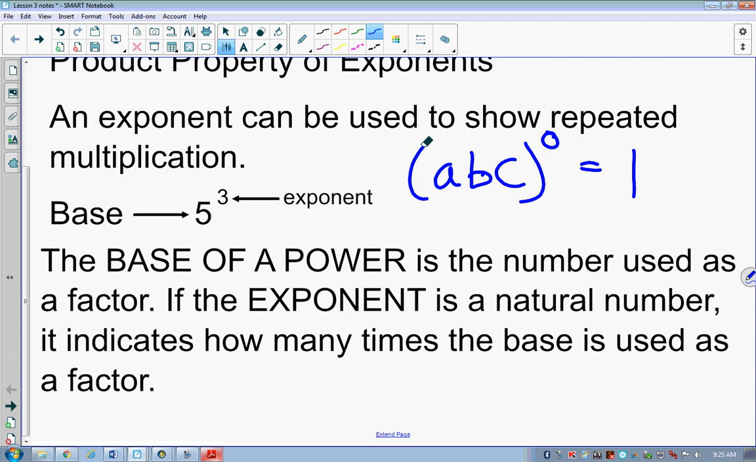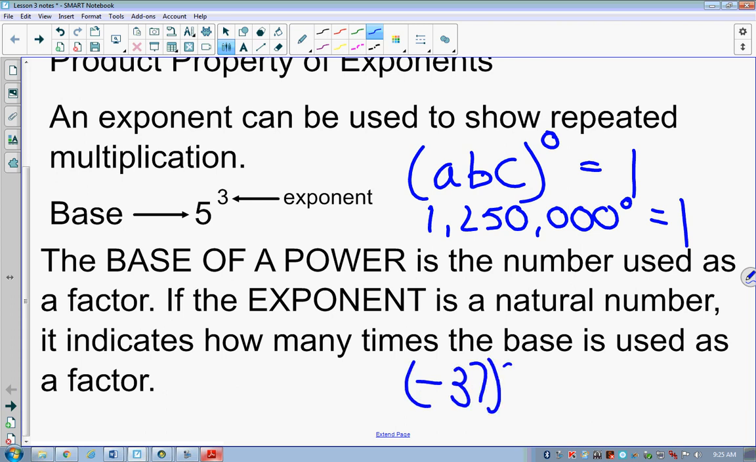It's just kind of a side thing. It's not necessarily in your book in this lesson, but it's kind of interesting to know. I'd put it in my notes, that way I understand that nothing, even if it's a variable, if it was 1,200,000 to the 0 power, equals 1. If it was negative 37 to the 0 power, it would equal 1. Just as a side note.